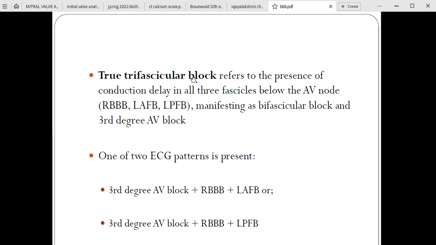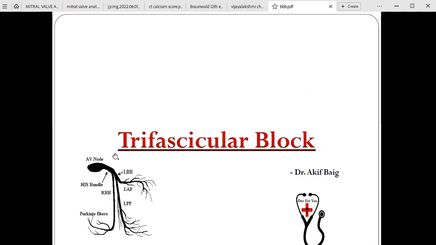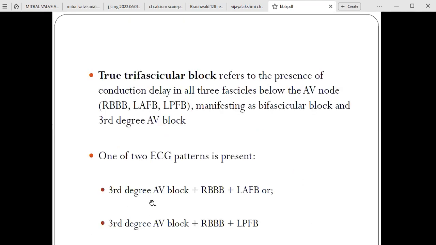In true trifascicular block, because of the blockage of all these fascicles, there will be third degree AV block. That means there is a complete block, because no conduction can go through. So the atrium will beat independently and the ventricle will beat independently, and there will be associated AV dissociation, because there is no conduction left to go from the AV node to the ventricle.